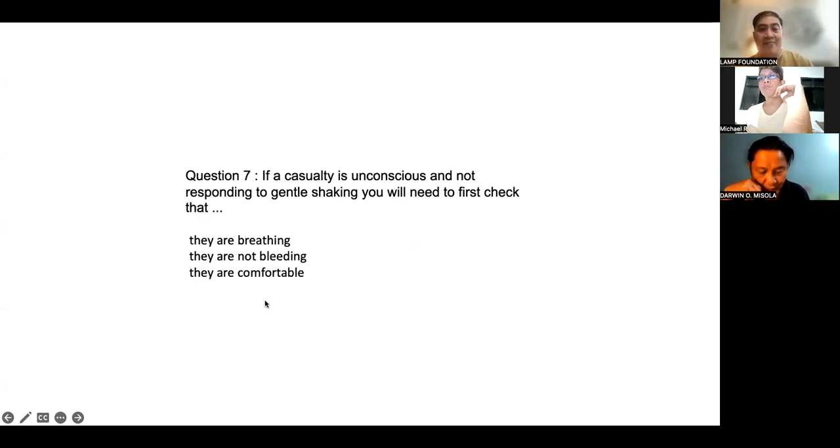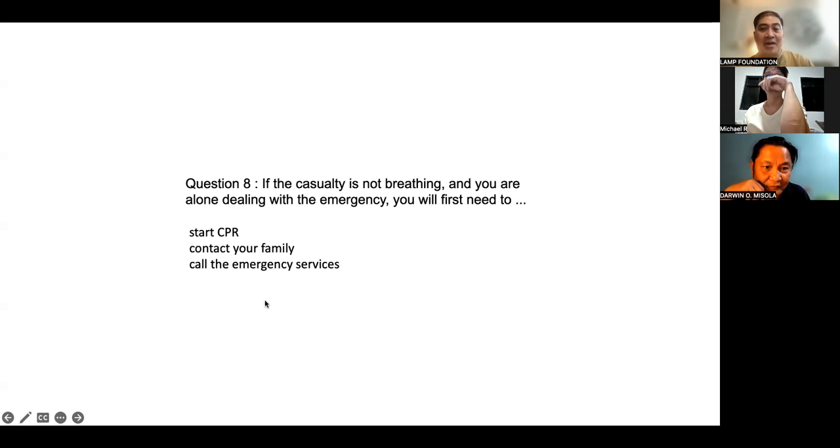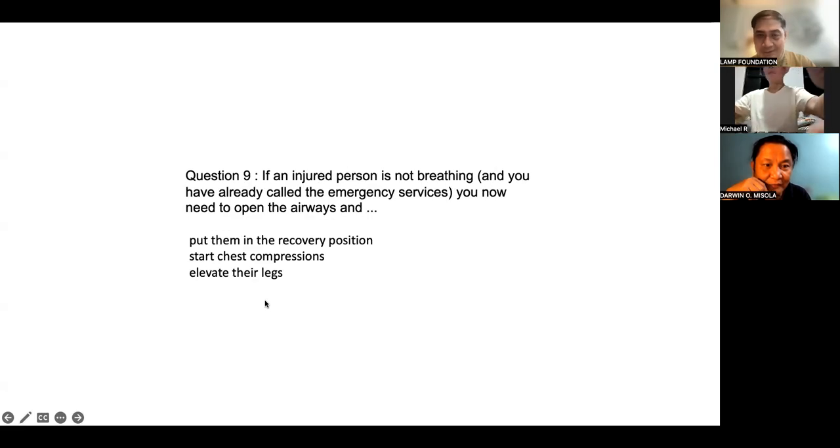Great. If a casualty is unconscious and not responding to gentle shaking, you will need to first check that they are breathing. If the casualty is not breathing and you are alone dealing with the emergency, you will first need to call emergency services. Okay. If an injured person is not breathing and you have already called the emergency services, you now need to open the airways and start chest compression.